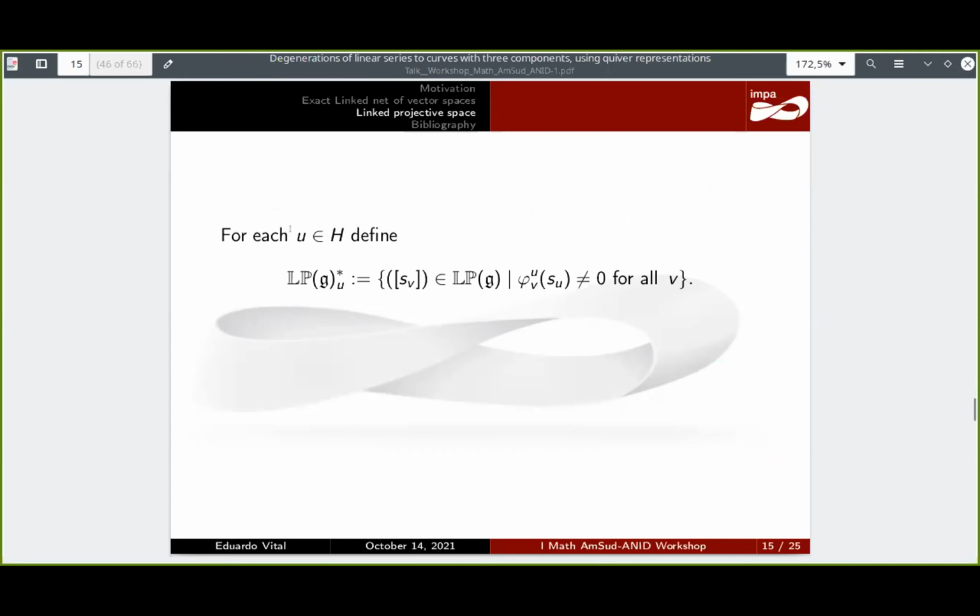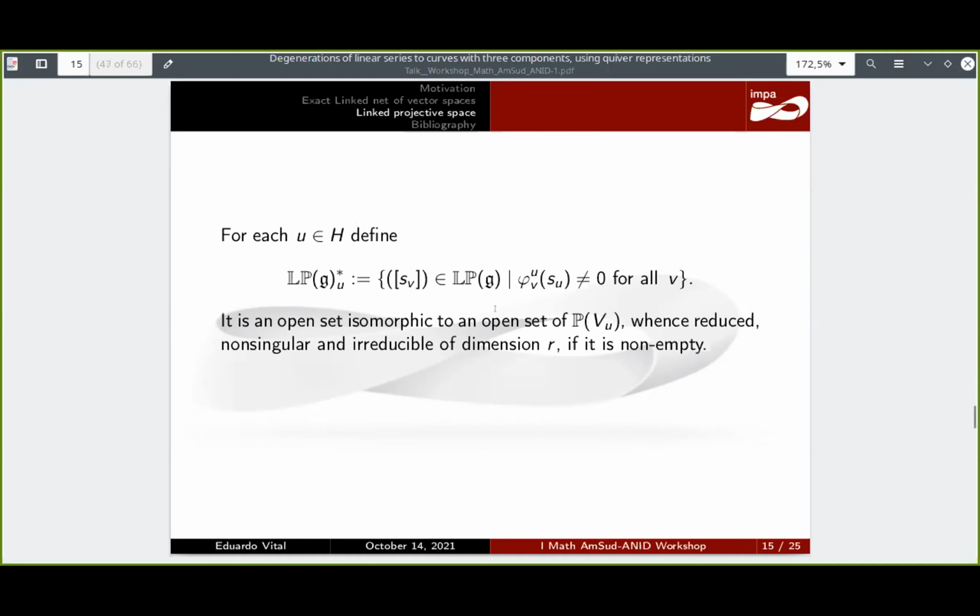For each vertex U in the support, you define the open LPG U star as the point of LPG such that the image of SU from U to V is non-null for each vertex V on the support. It's open. It's not difficult to see that this open is isomorphic to an open set of PDVU. Thus, it's reduced, non-singular and irreducible of dimension R if it's not empty.